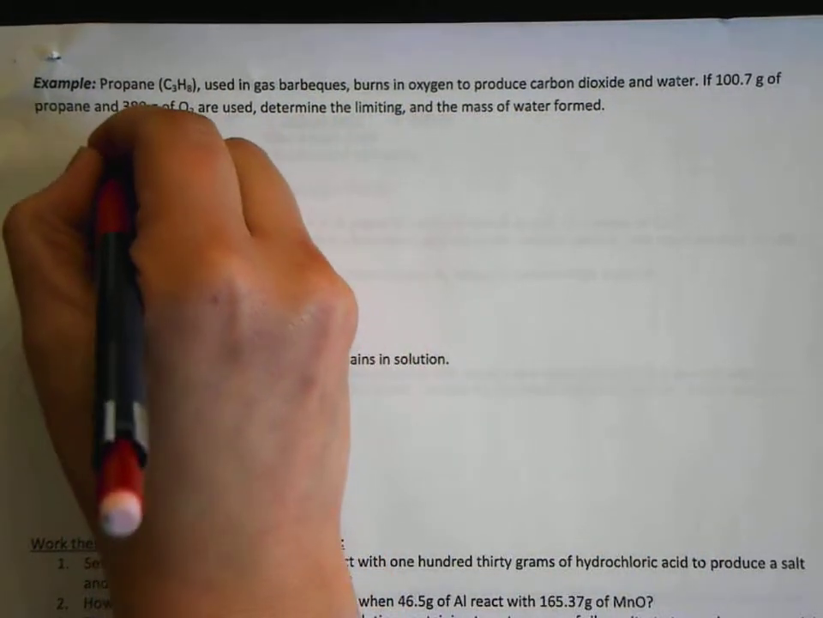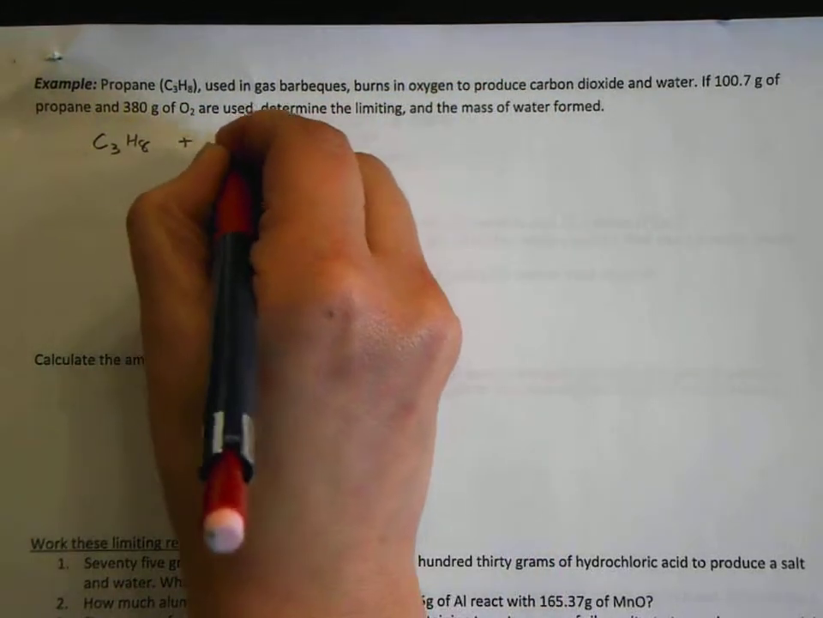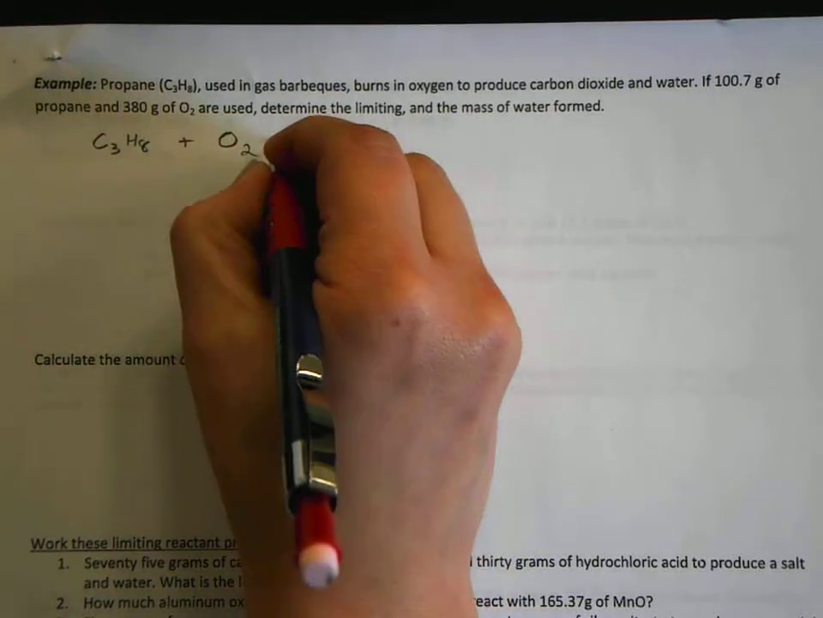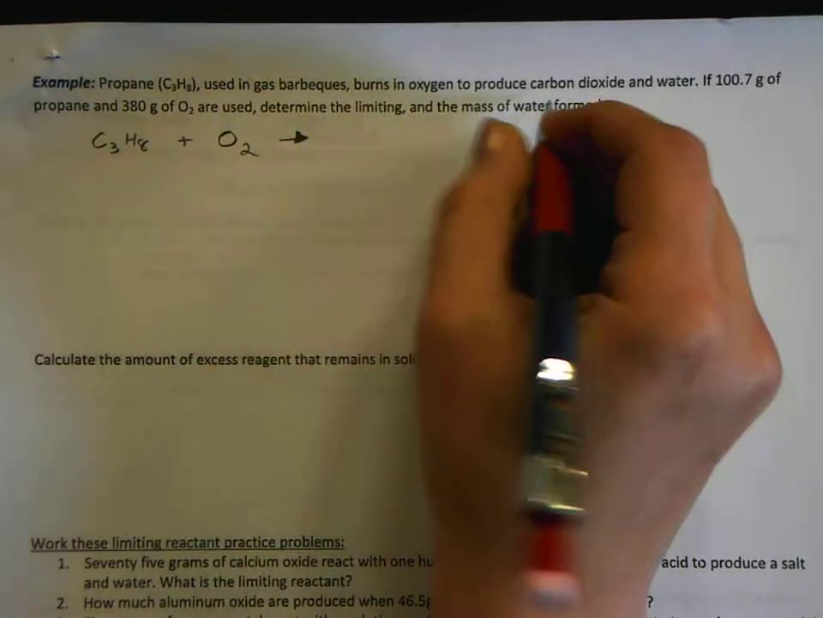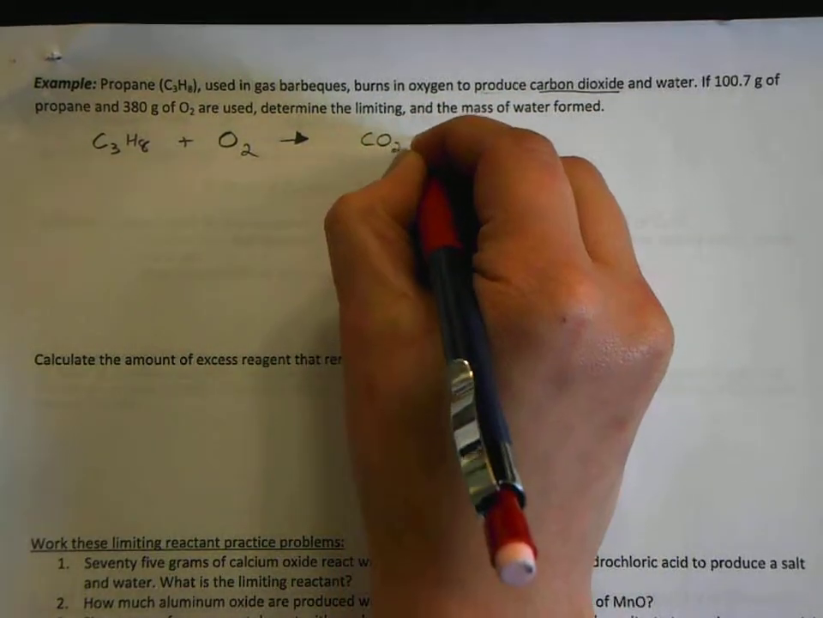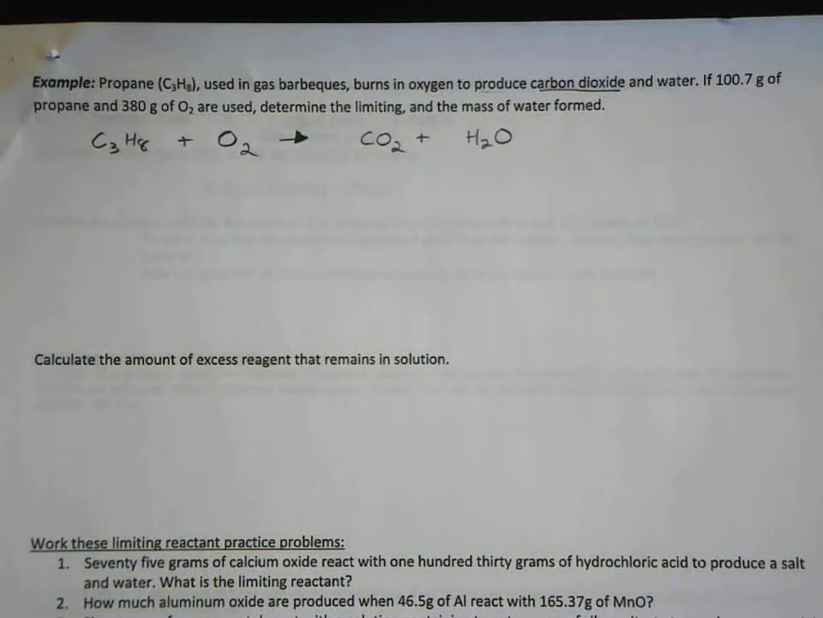Propane, C3H8, plus oxygen. So never just O. Oxygen is O2. It burns to create, and they were helpful enough to tell us, carbon dioxide and water. Awesome. Is this equation balanced?